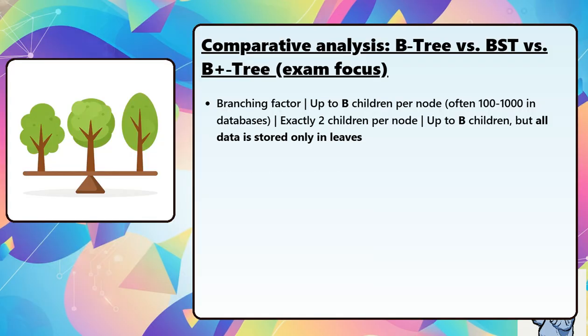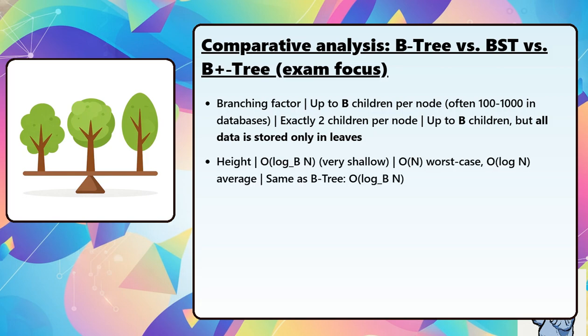Branching factor: up to B children per node, often 100 to 1000 in databases, for B tree; exactly 2 children per node for BST; up to B children, but all data is stored only in leaves, for B plus tree. Height: big O of log base B of n, very shallow, for B tree; big O of n worst case, big O of log n average, for BST; same as B tree, big O of log base B of n, for B plus tree.